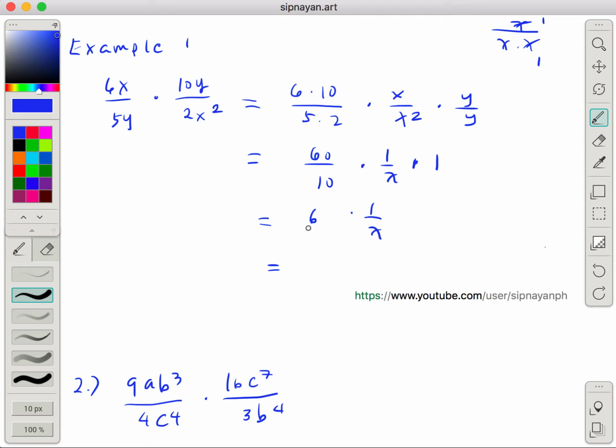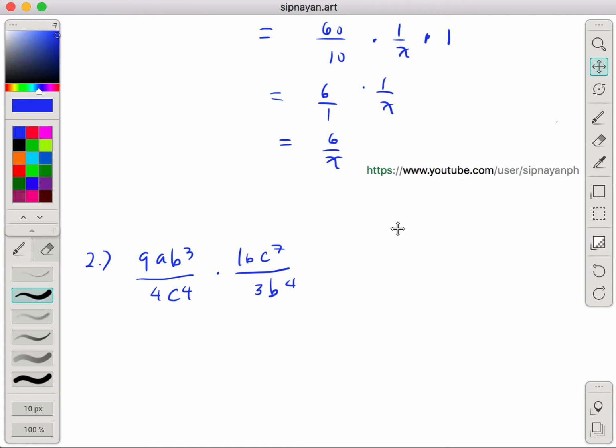Ang 6 natin is 6 over 1 yun, di ba? Pag whole number. And then, we multiply the numerator and we multiply the denominator. So, magiging 6 over x. So, ito na yung pinakasagot natin. Hindi natin yan pwede simplify.